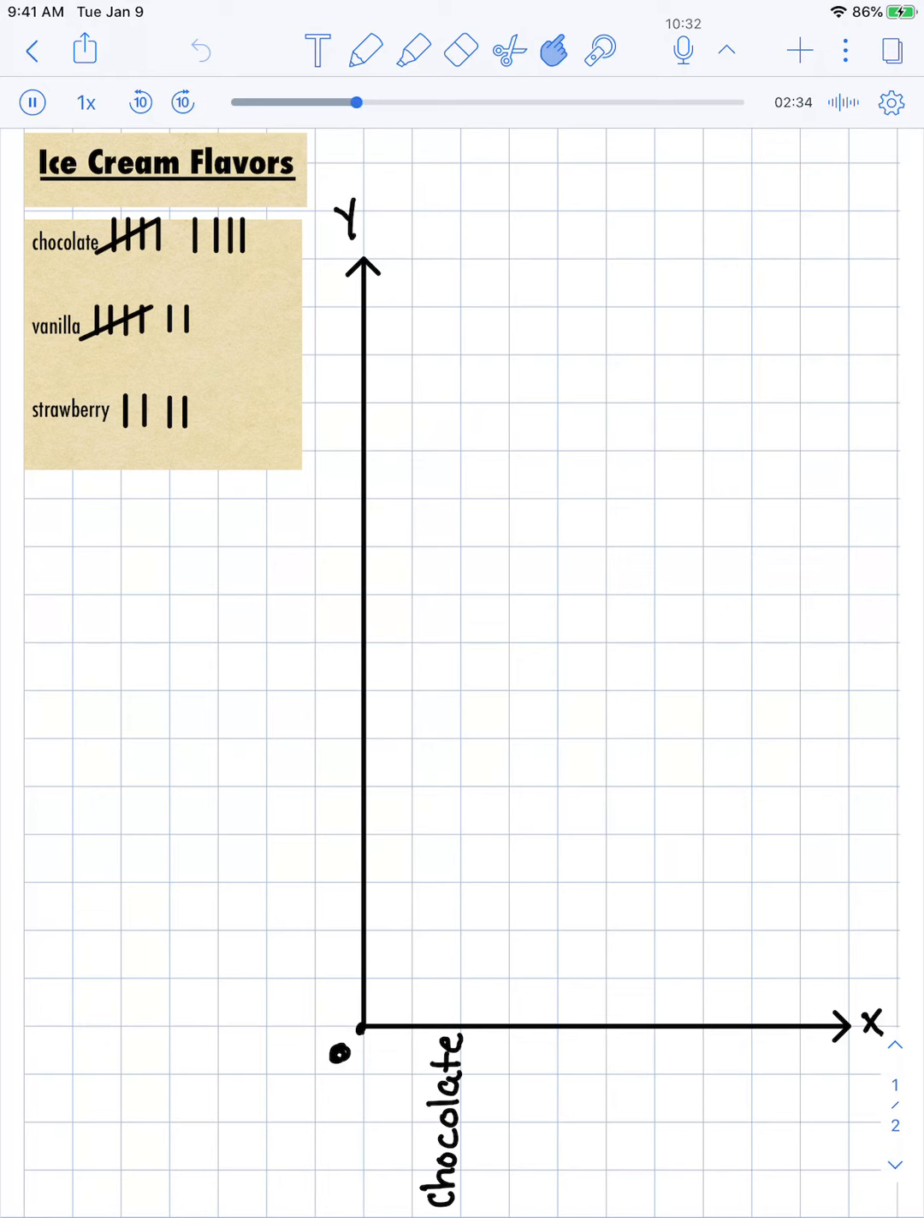Notice I skipped a column between my y-axis line and when I first started writing. I'm going to skip another space, and I want to write the word vanilla. And then I'm going to skip another space and write the word strawberry. I have to write small to fit it all in. I'll go ahead and write strawberry. Okay, so those are the flavors of my ice cream.